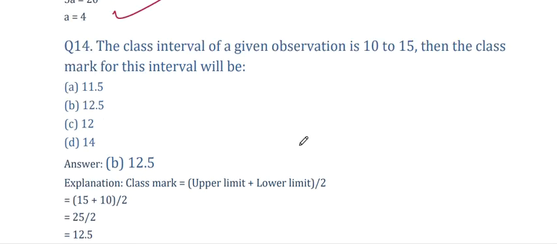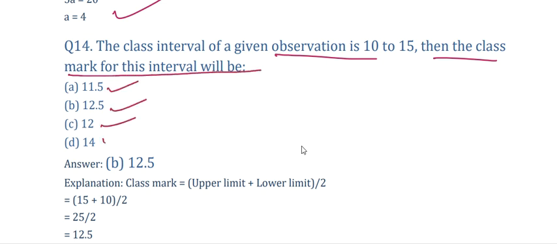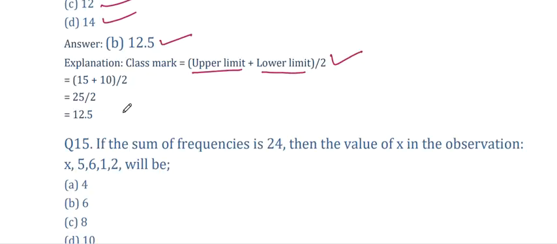And the next question on your screen, you can see here the class interval of given observation is 10 to 15. Then the class mark for this interval will be 11.5, 12.5, 12, 14. We go with 12.5. How? Explanation: class mark equals upper limit plus lower limit by 2. Right? Such type of question will be asked, I hope. So our answer is 12.5.